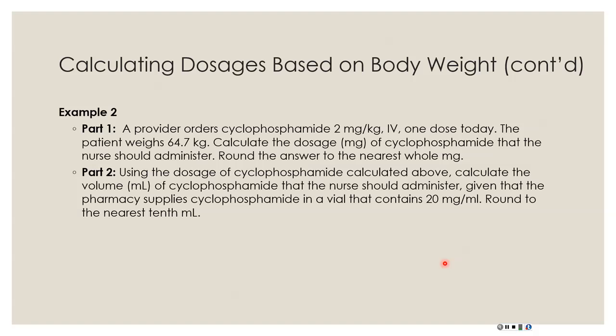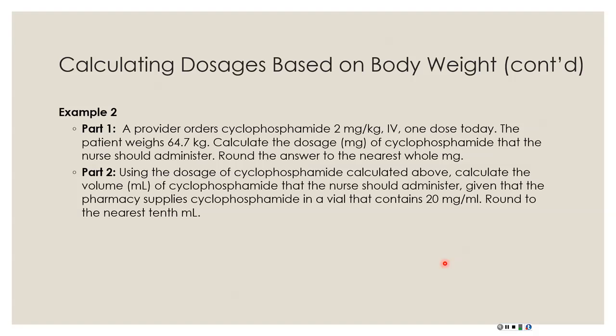All right, let's look at another example. A provider, let's see, I'm just going to catch up on my PowerPoint here. So a provider orders cyclophosphamide 2 milligrams per kilogram IV, 1 dose daily. The patient weighs 64.7 kilograms. Calculate the dosage in milligrams of cyclophosphamide that the nurse would administer. Round the answer to the nearest whole milligram.